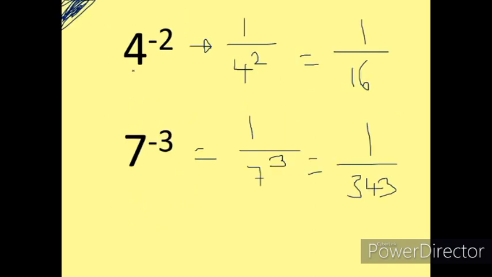Now if I go back, I sort of lied to you a little bit. 4 is really 4 over 1. And I flip it to make it 1 over 4, and I square the top and I square the bottom. 1 squared is 1, 4 squared is 16. Same as 7 to the power minus 3. I flip it, because this is really 7 over 1. I cube the top and I cube the bottom to make it 1 over 343.